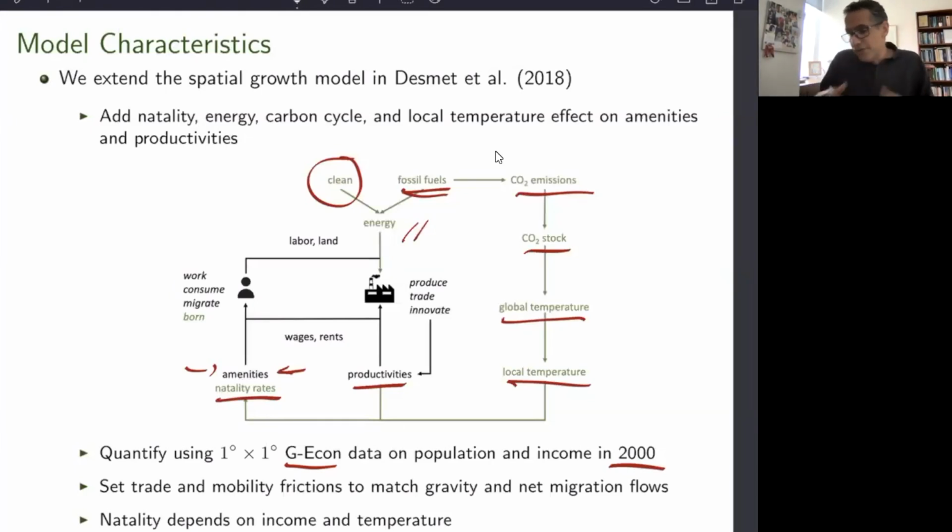And then the last part is trade, the trade cost. And you can essentially adjust trade costs so that the model satisfies the gravity equation, which we know is a very good description of trade flows across locations in the world. So that's, in a nutshell, the model that I'm going to show you.